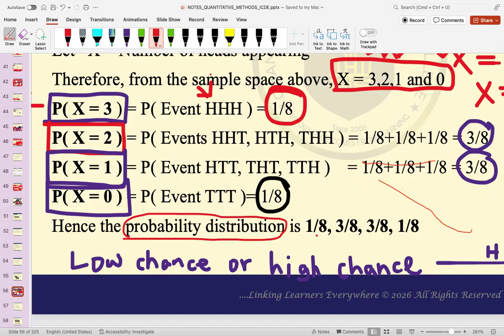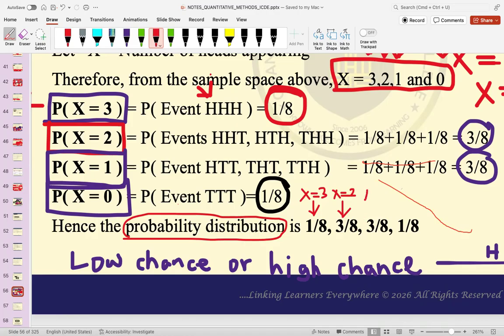We are saying that whenever you are expecting to see three heads, which is x equals 3, your chances are 1 out of 8. When you want to see the coins showing 2 heads, this is also showing that you are going to have 3 out of 8 as your chance.